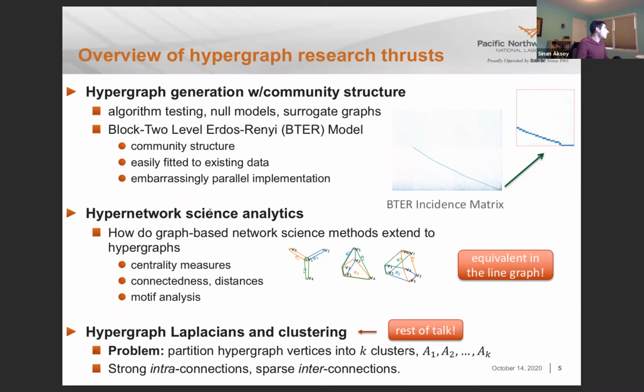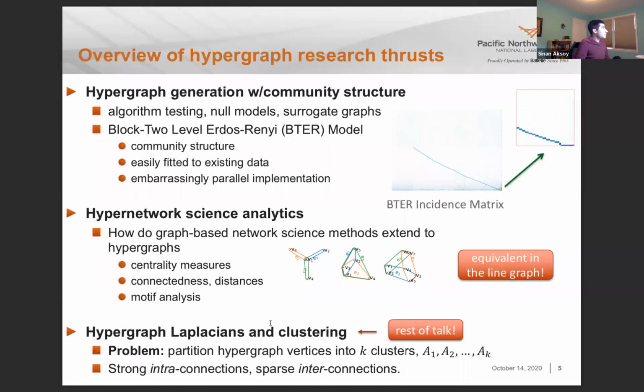At PNNL, we also have a group that is working on hypergraph science analytics. The basic approach here is to try to generalize a lot of the graph-based network science methods that are often used to hypergraphs. We've been doing that by analyzing something called higher-order hypergraph walks, and using that to define things like measures of centrality, which you can use to rank nodes and edges in your hypergraph, different notions of connectedness, different ways of measuring distances, and looking at small subgraphs of importance that you find in your data.